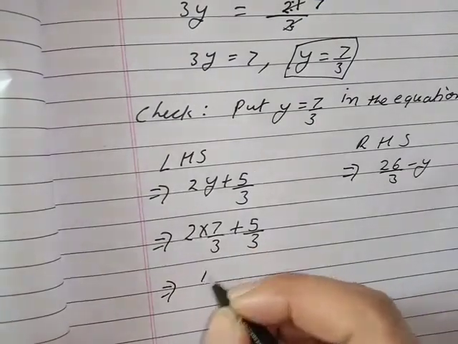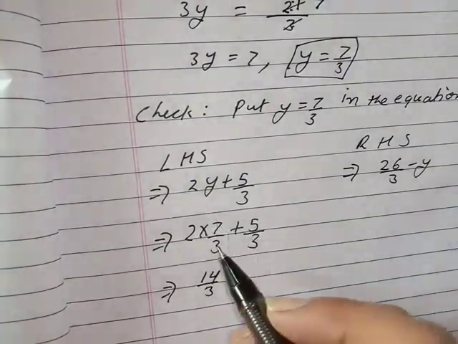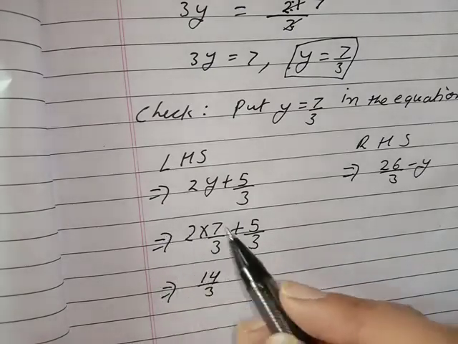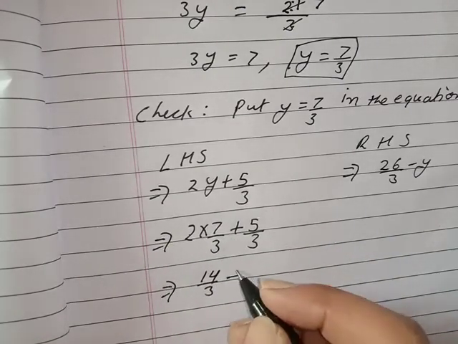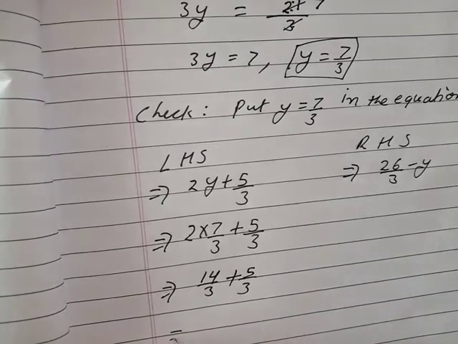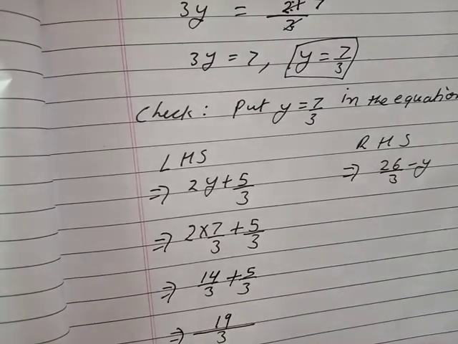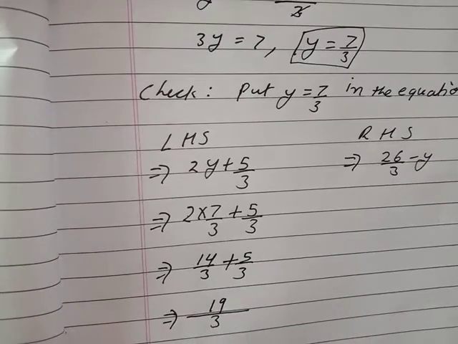2 into 7 is 14 upon 3, because we can't cancel the 2 or the 7 by 3. So 14 upon 3 plus 5 upon 3. Here the common denominator is the same, so the LCM is 3, and 14 plus 5 is 19. So after solving the LHS, we get 19 upon 3.